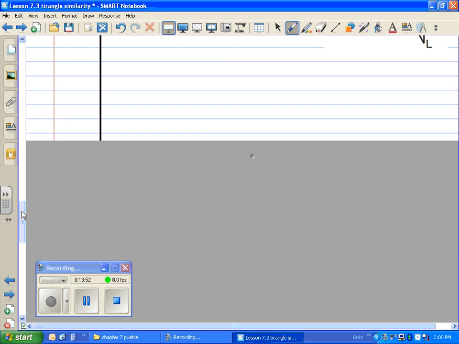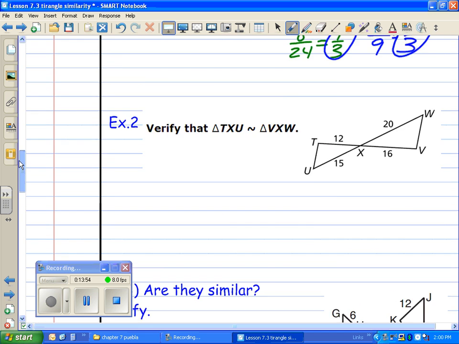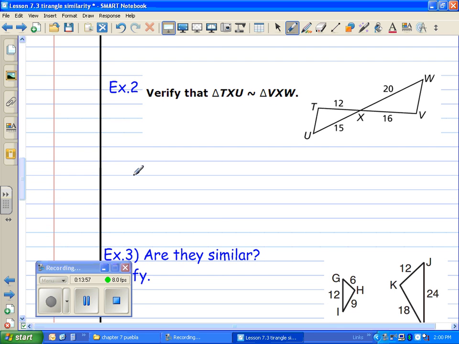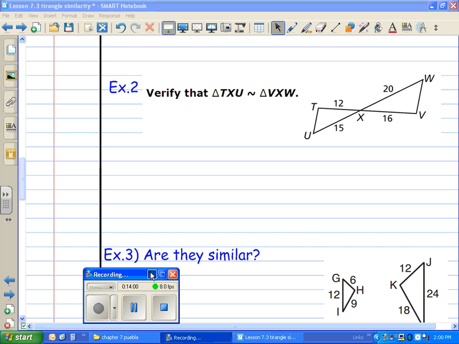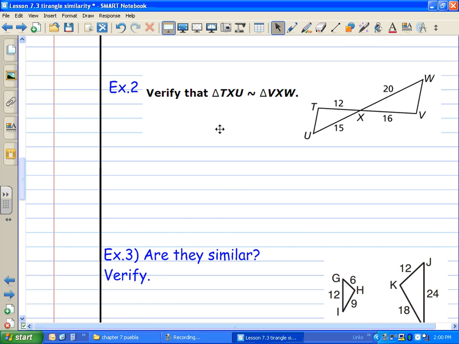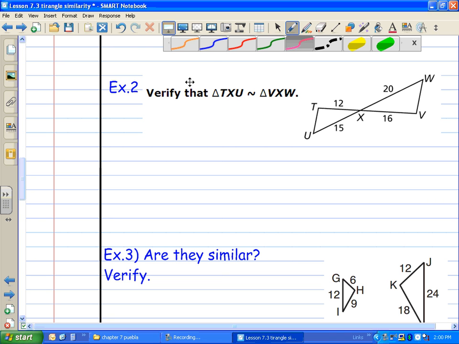So let me go right back to this. We're on this one right here, example 2. So disregard this one down here for right now. Let's pay attention up here to this one. If you need to copy it down, pause it, copy it. Now it says verify that TXU is similar to VXW. So now I'm going to use all three theorems that I have so far. Let me just jot them down up here. I have angle, angle. I have side, angle, side. And I have side, side, side. I don't think they were in that order, but those are the three. Now let's take a look at what you have over here.